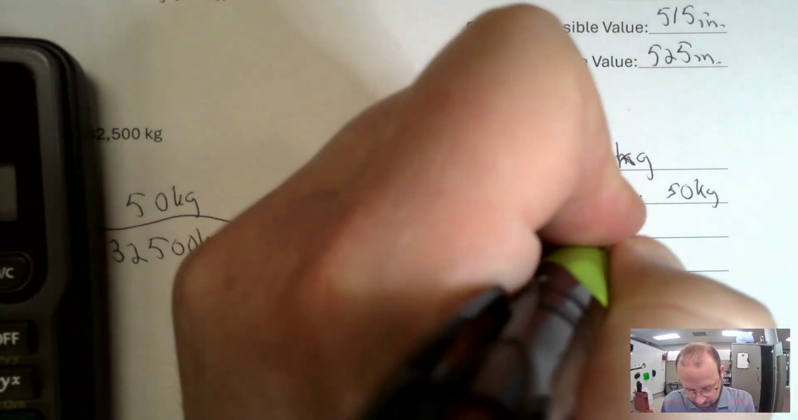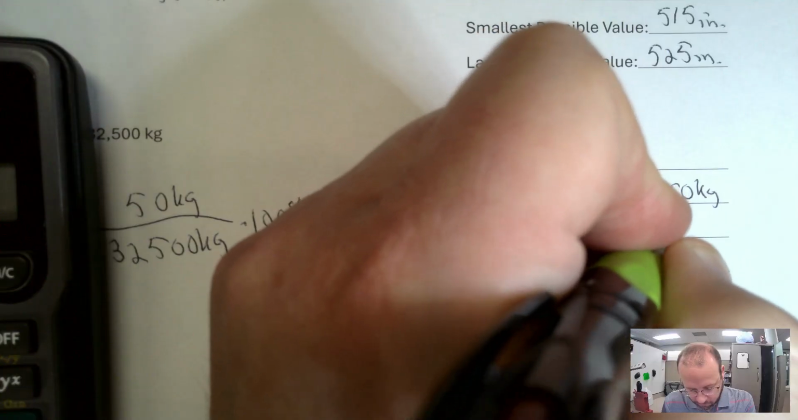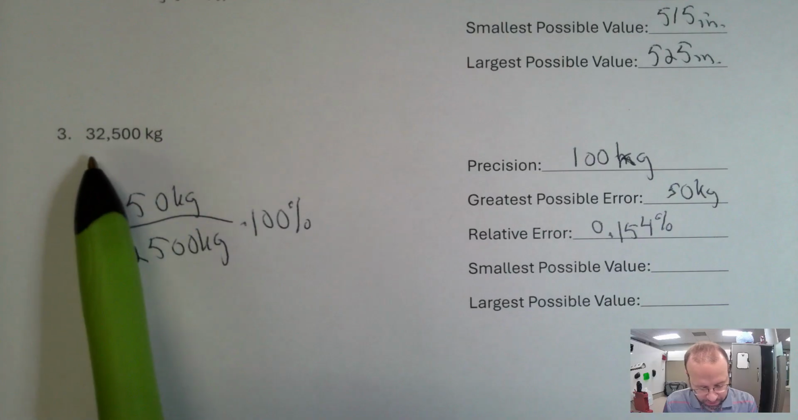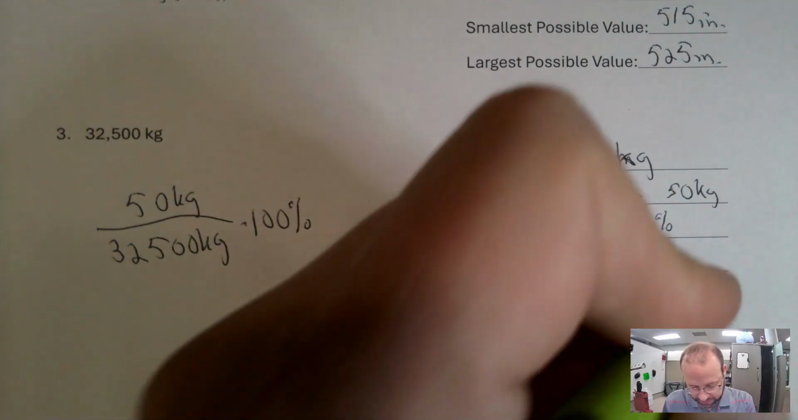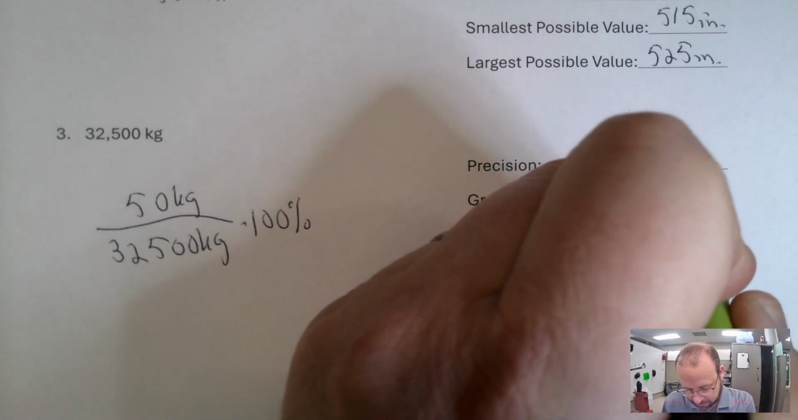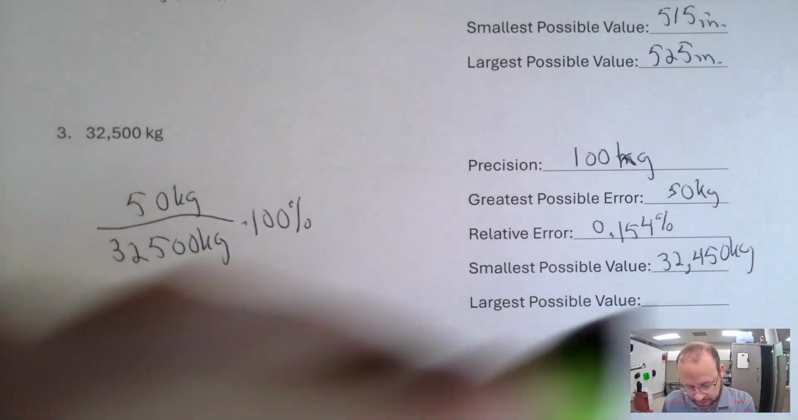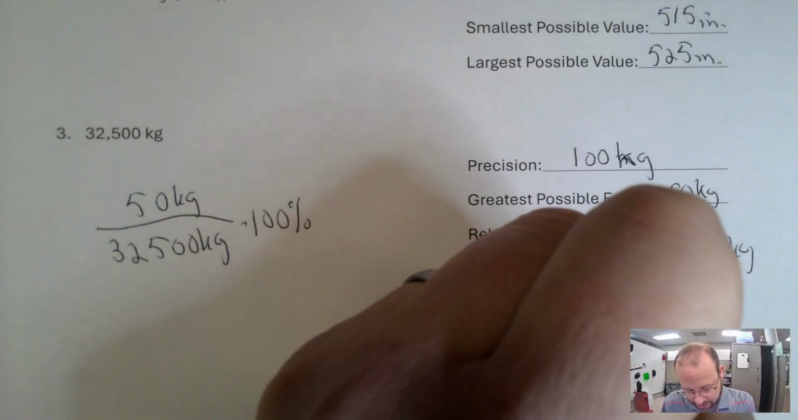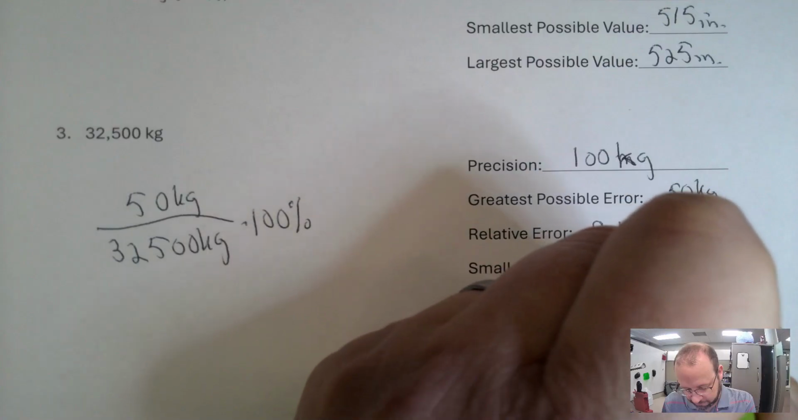So 0.154% for my relative error. The smallest possible value would be this number minus 50, so 32,450 kilograms. And my largest possible value, this number plus 50 kilograms, 32,550 kilograms.